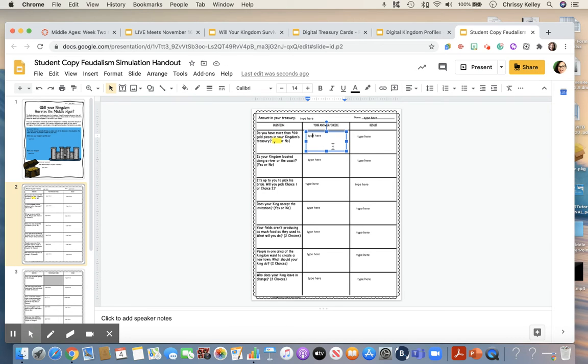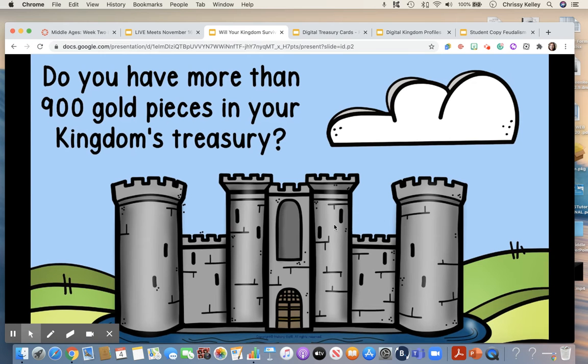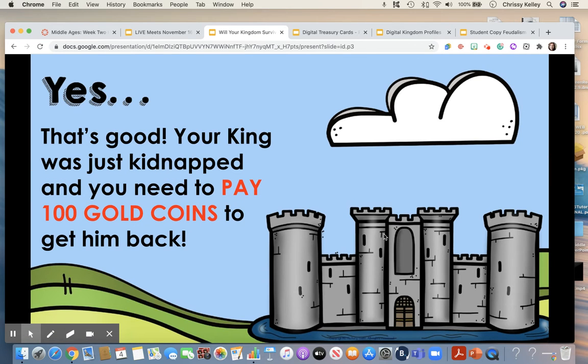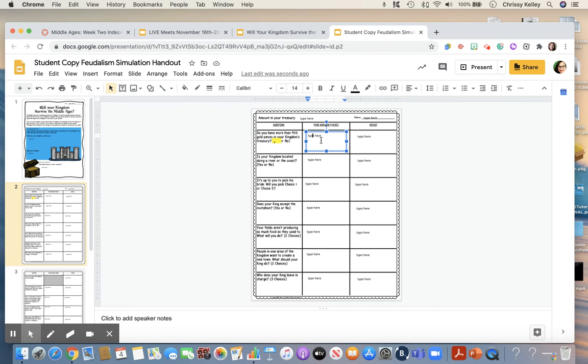Now, this is based on the computer. So when you look at this, if I said, do you have more than 900 gold pieces in your kingdom treasury? Yes. Well, that's good. Then that means your king was just kidnapped and you need to pay 100 gold coins to get him back. He was stolen. Uh-oh, that's not good. So then I have to actually write in my response here that my answer was yes, and my result was that my king was kidnapped. I have to pay money to get him back.